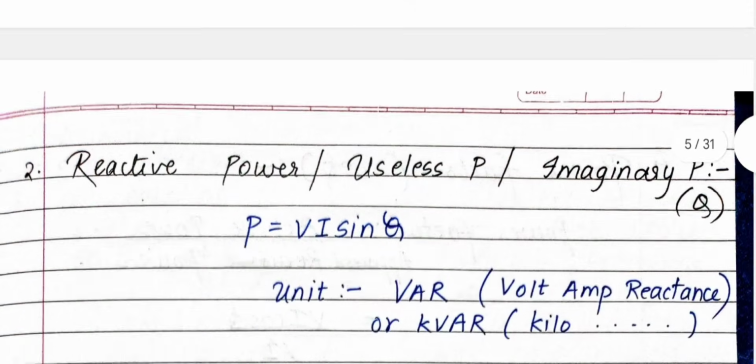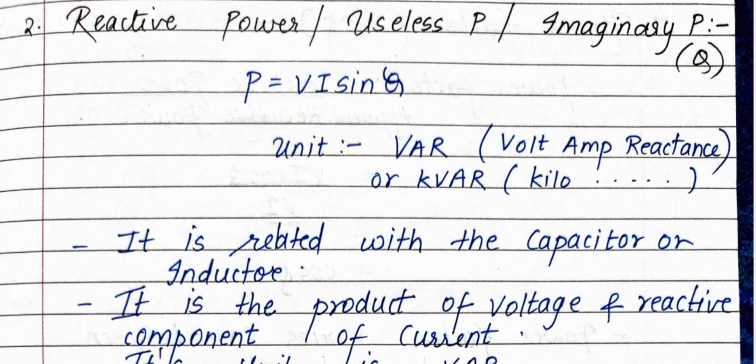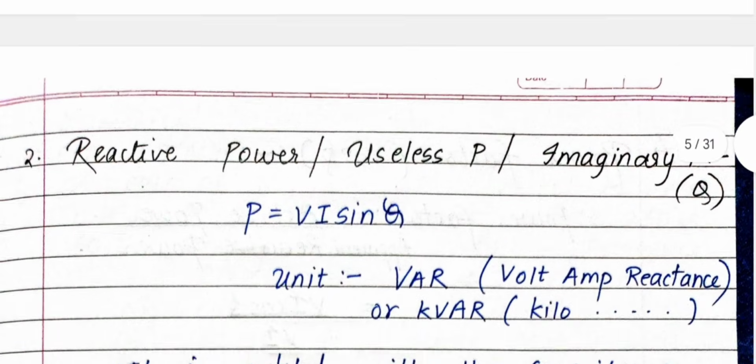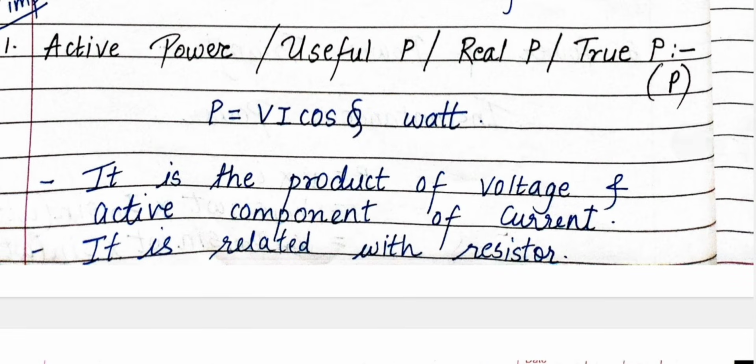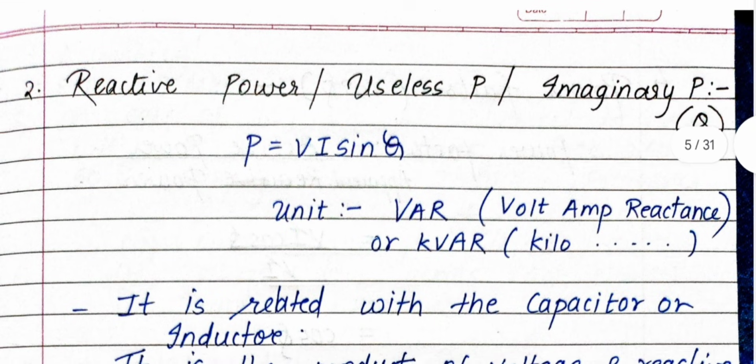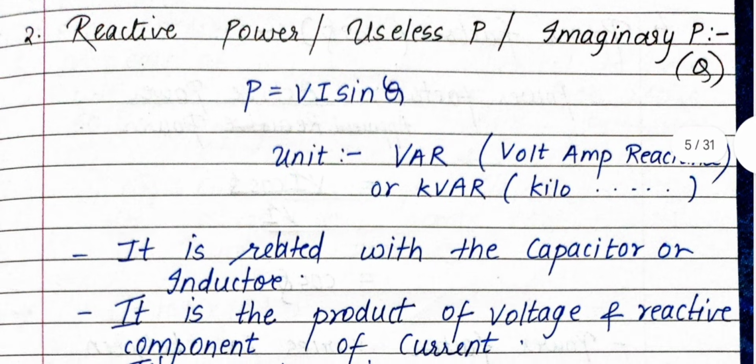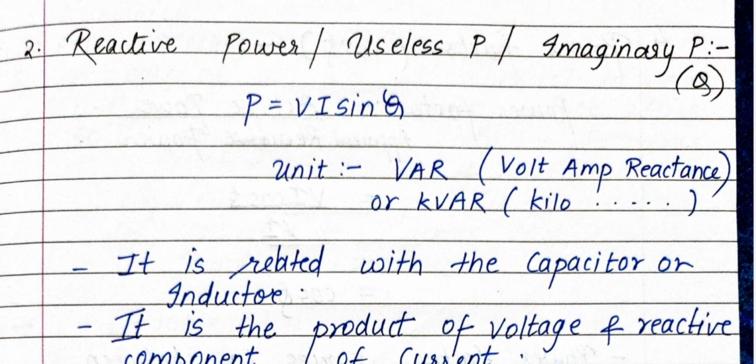Then you have the second one, that is reactive power. It is also called useless power or imaginary power. So what is it? See, it is denoted by Q. Remember, it is denoted by Q. Here for your understanding, I have written P, or you can write it as Q also. So what you can write as its formula: in active power, you have P is equal to VI cos phi. In reactive power, you have replaced cos phi with sin phi, and you can write P as Q over here because we denote reactive power with Q. So you can write the formula as Q is equal to VI sin phi.